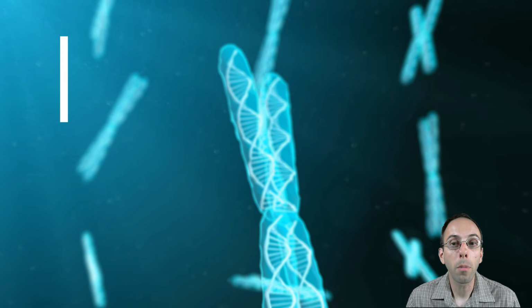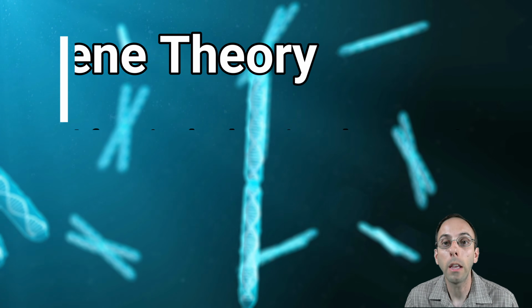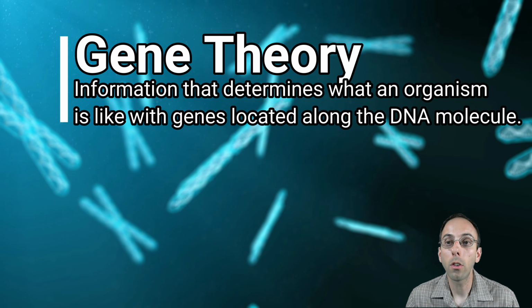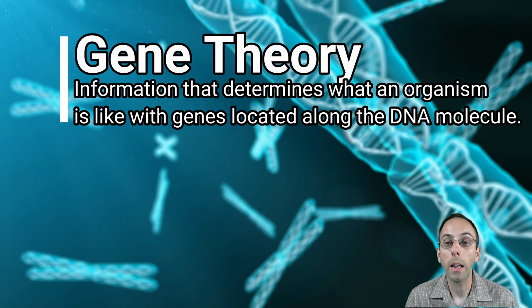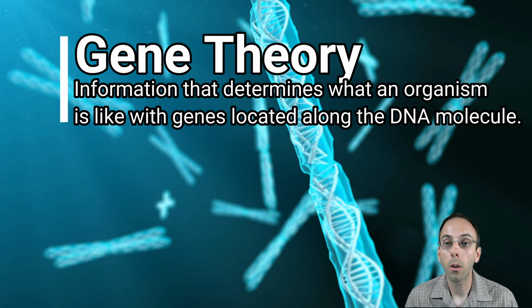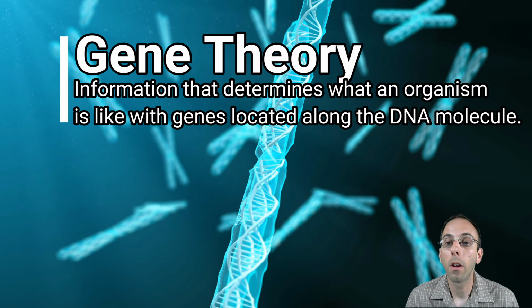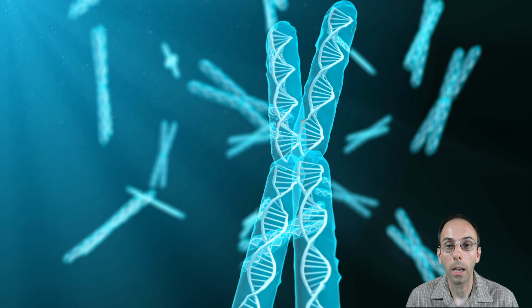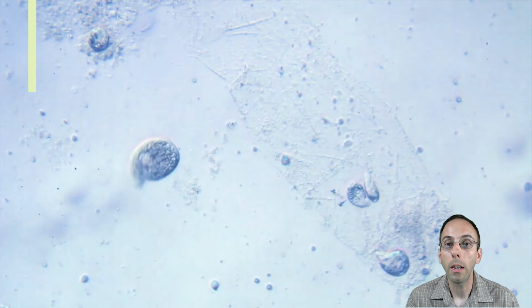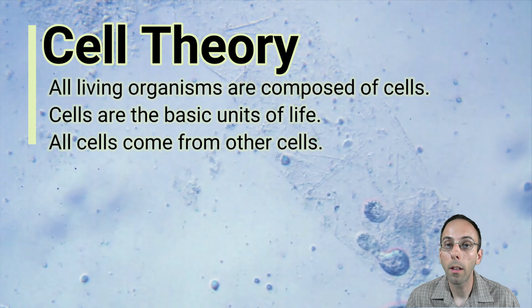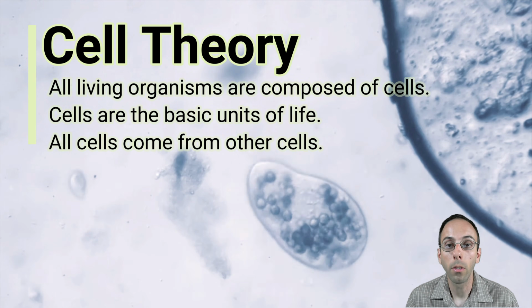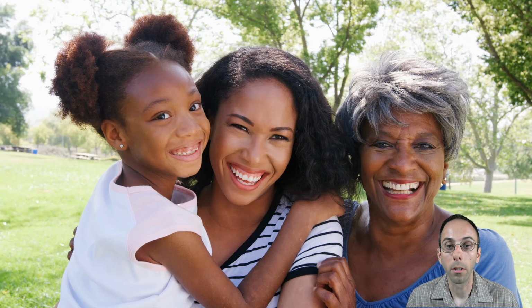Getting into those 4 themes that unify biology, we have the gene theory. That's where information that determines what an organism is like, with genes located along the DNA molecule. And in the picture here, we see these chromosomes that all contain segments of DNA. To progress from DNA, we have cell theory, and this is all living organisms are composed of cells. Cells are the basic units of life, and all cells come from other cells.